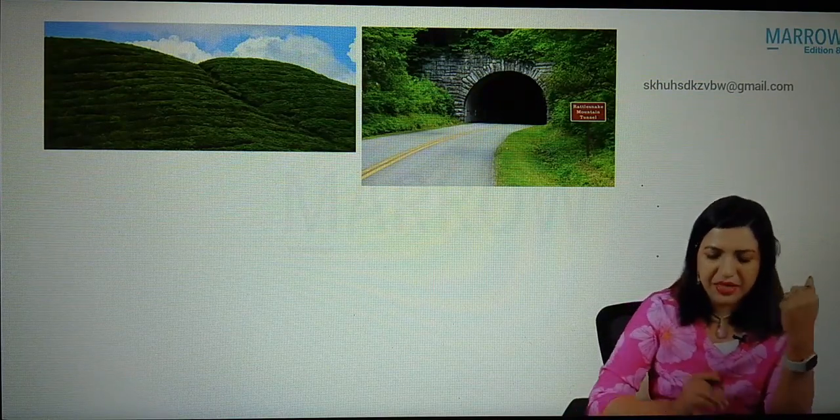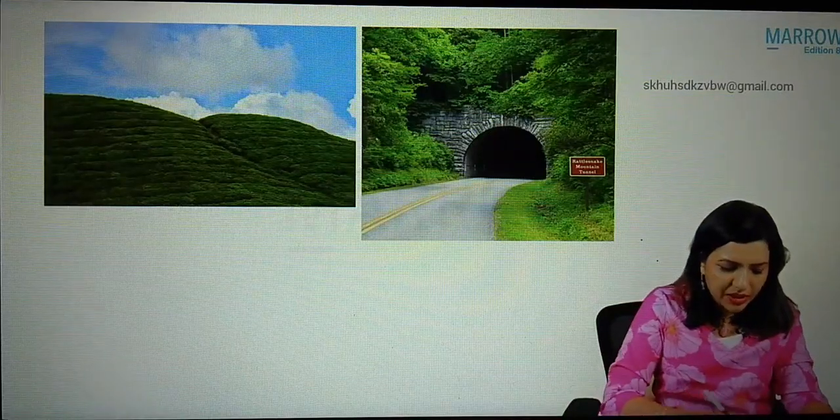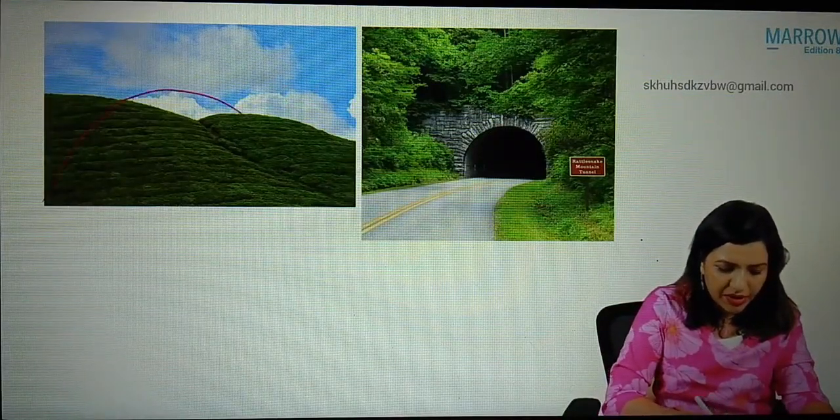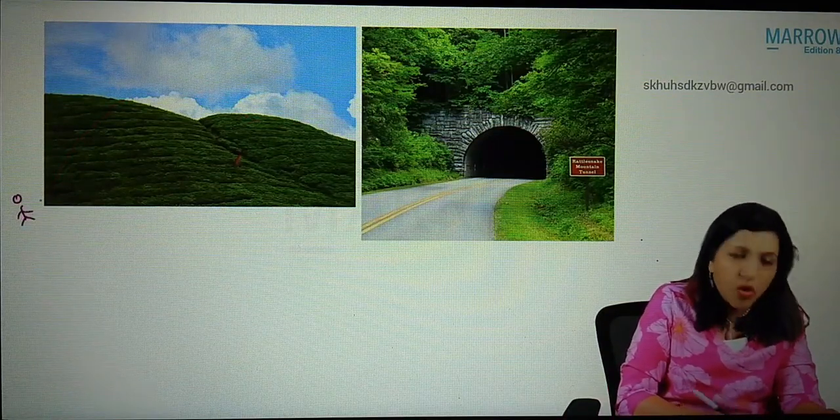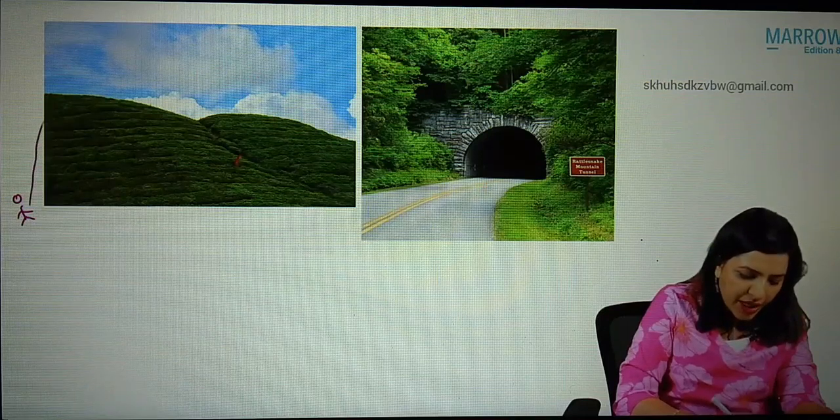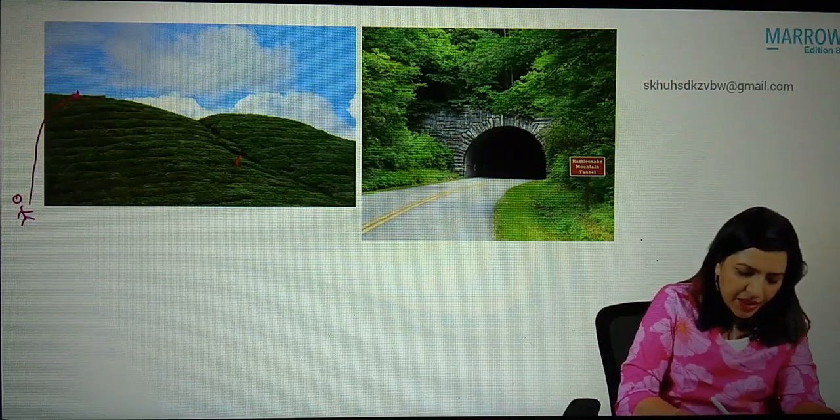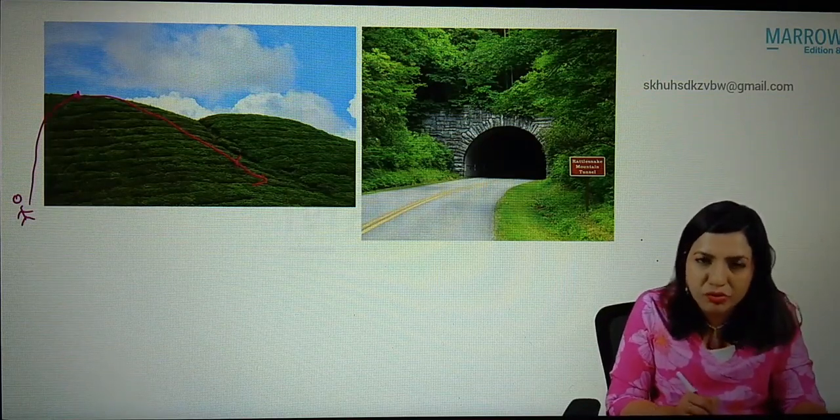So that concept can be explained using this picture. You can see it's a picture of a hill. If there is a person here who wants to cross this hill, what does he have to do? He has to reach the summit. Then he has to descend down. This is what he has to do.